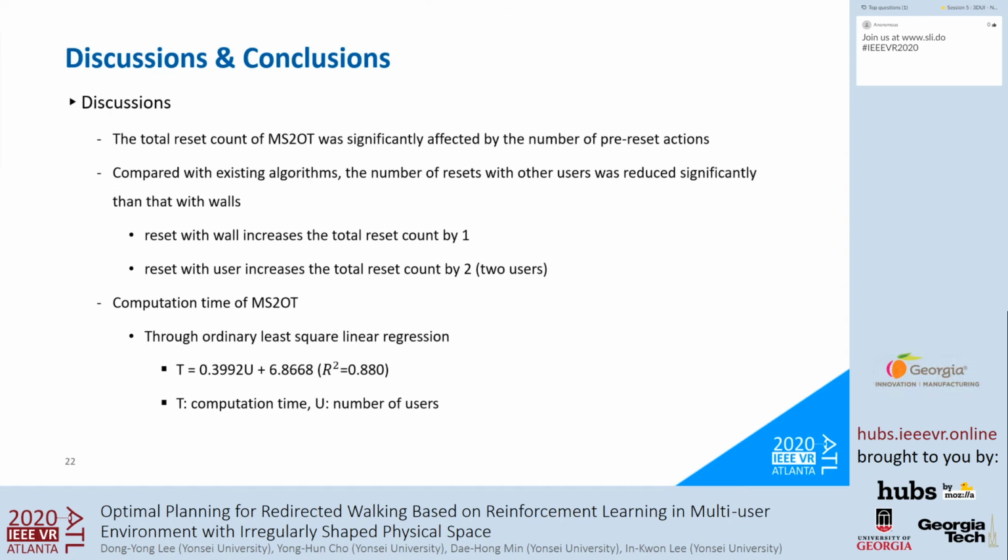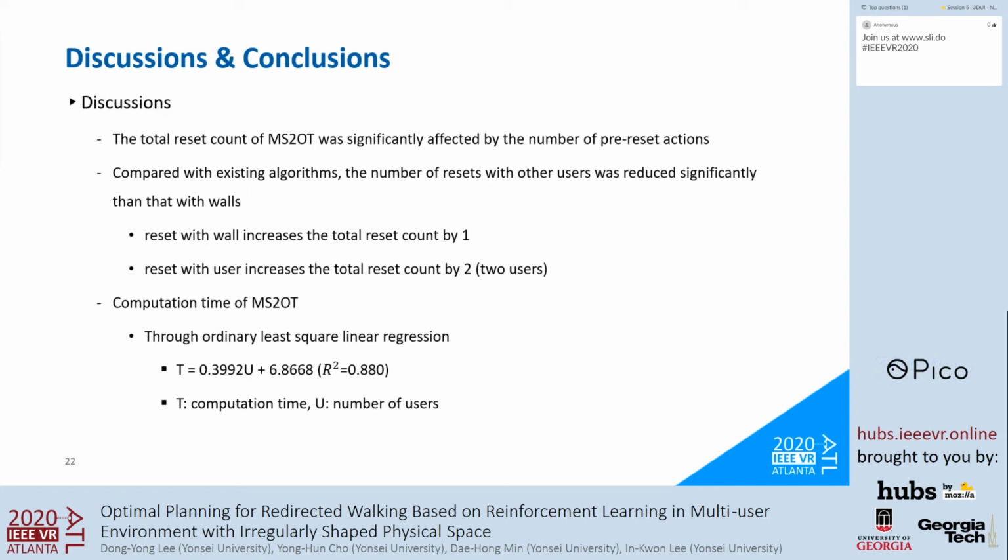Discussions and conclusions. The total reset count of MS-DOT was greatly influenced by the number of pre-reset actions. Also, compared to other algorithms, the number of collisions between users was significantly lower than the number of collisions with walls. It can be seen that in the learning, reset with a wall increased the total number of resets by 1, but resets between users increased the total number of resets by 2. So it can be seen that learning was done in the direction of reducing the total number of resets.